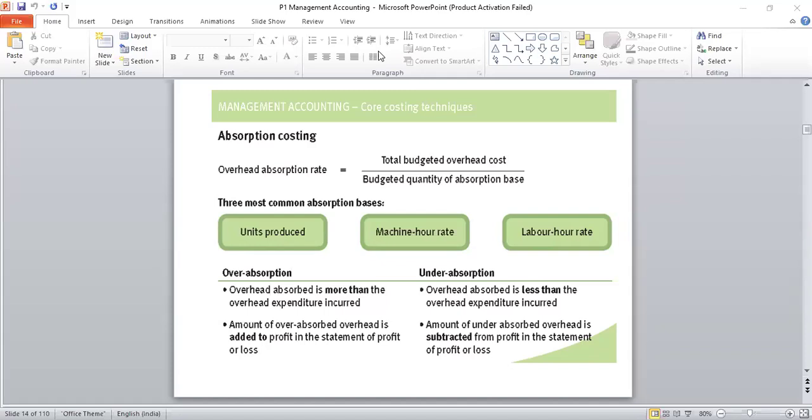Okay, let's come to the costing techniques. To begin with, in our syllabus, what are the techniques which need to be studied? The first technique is absorption costing. Absorption costing is also called full costing. What is the overhead absorption rate? Overhead absorption rate is calculated as total budgeted overhead cost divided by budgeted quantity of absorption base.